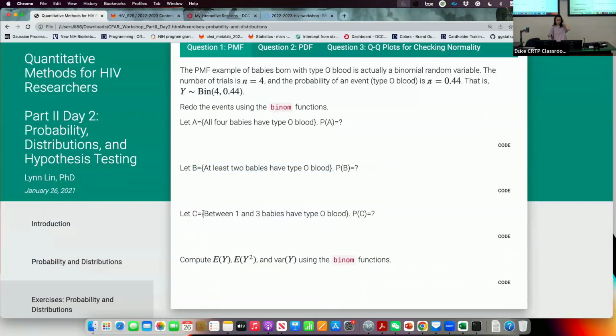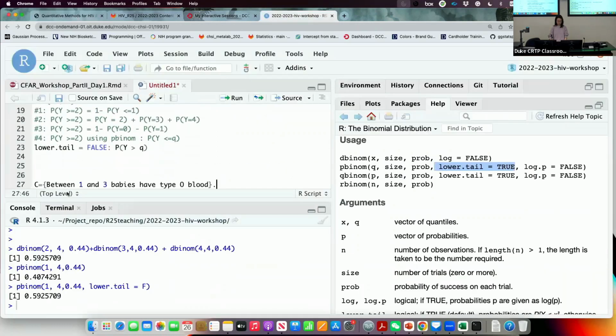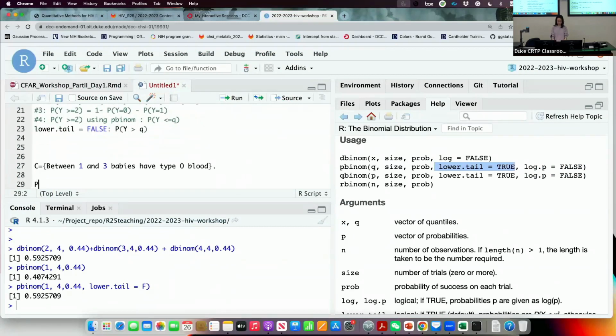Okay, so lastly, what's the probability that between 1 to 3 babies have type O blood? So here, this is our event C. From this event, we know the probability is 1 ≤ Y ≤ 3, right? So in this case, how should we do that? Again, similarly, this equals P(Y = 1) plus P(Y = 2) plus P(Y = 3), and this means I can use dbinom.